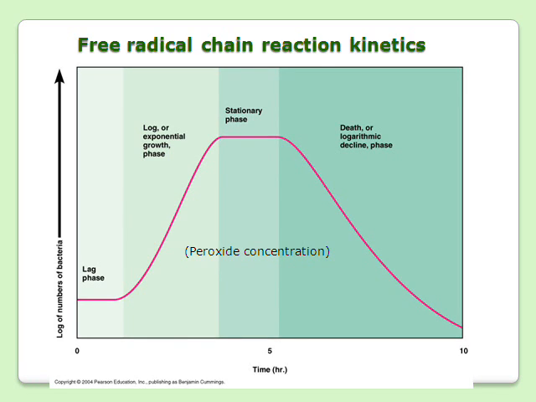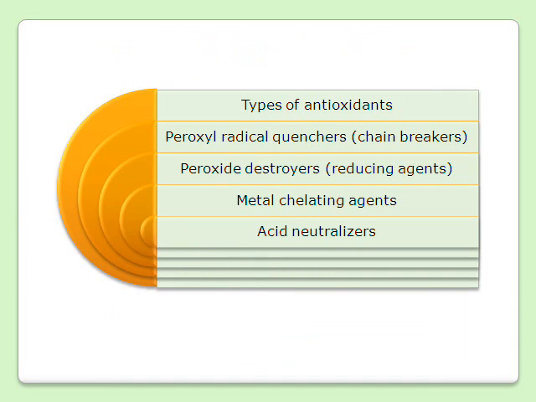So to counteract this process, compounds called antioxidants are used. And the two I want to focus on, the first two, are the peroxyl radical quenchers and peroxide destroyers. Now these compounds are very different. The peroxyl radical and the peroxides are very different in their reactivity, and the antioxidants that are used are also very different. The peroxyl radical quenchers are known as chain-breaking antioxidants because they stop the propagation phase from going on.